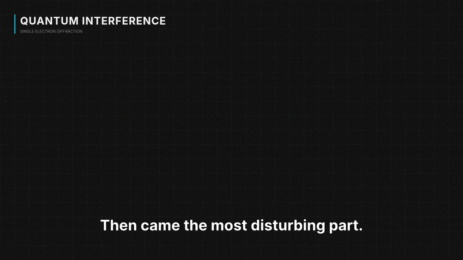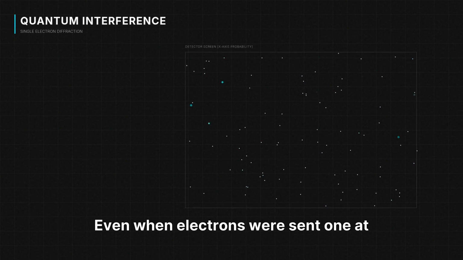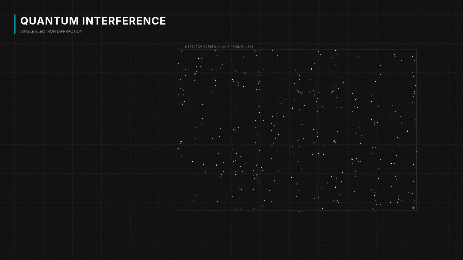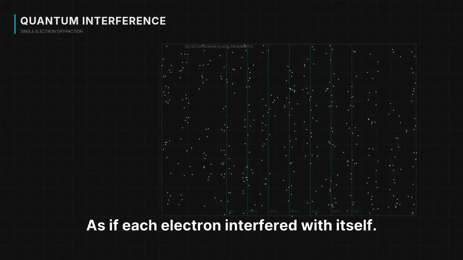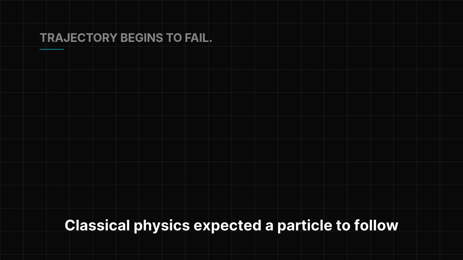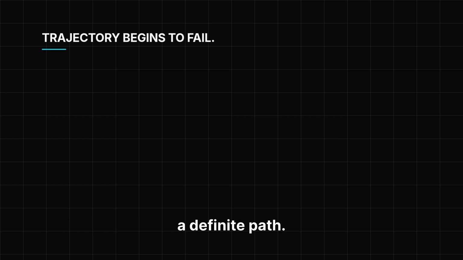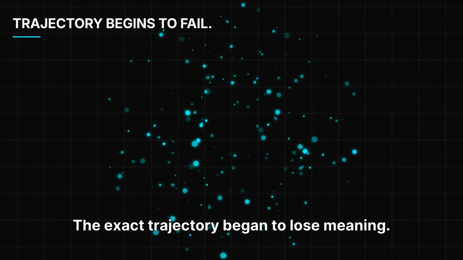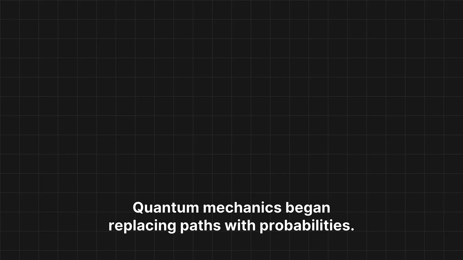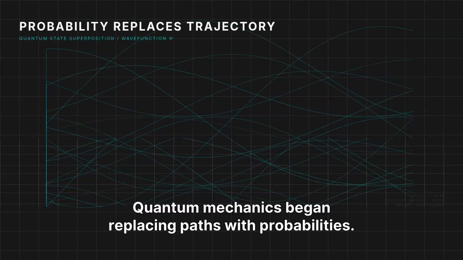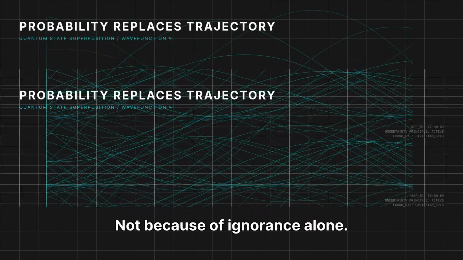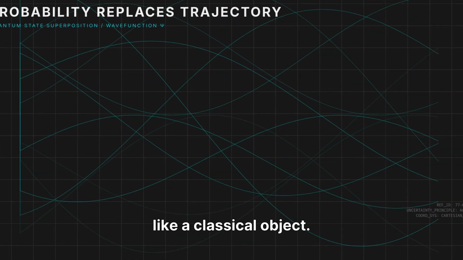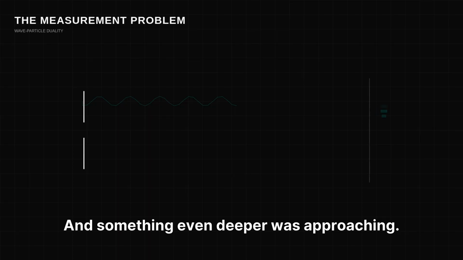Then came the most disturbing part. Even when electrons were sent one at a time, an interference pattern still appeared, as if each electron interfered with itself. Classical physics expected a particle to follow a definite path, but quantum matter resisted that picture. The exact trajectory began to lose meaning. Quantum mechanics began replacing paths with probabilities, not because of ignorance alone, but because reality itself no longer behaved like a classical object. And something even deeper was approaching.